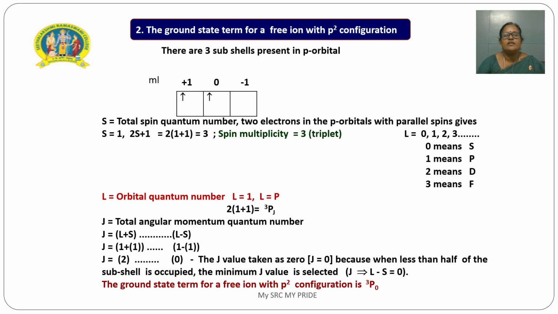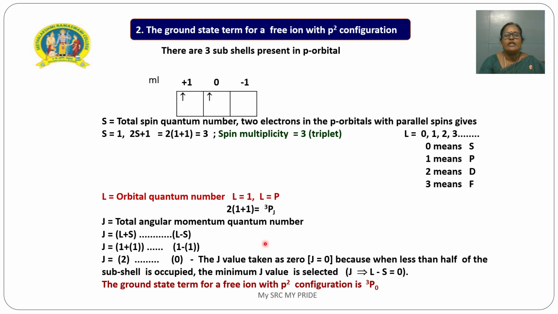The ground state term for a free ion with p2 configuration. There are 3 subshells present in the p orbital. 2 electrons in the p orbitals with parallel spins give 1/2 plus 1/2 equal to 1. 2S+1 equals 2 into 1 plus 1, which is equal to 3. So the spin multiplicity is 3, that is a triplet. L, the orbital quantum number, equal to 1 means P.